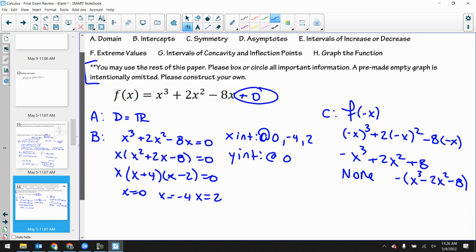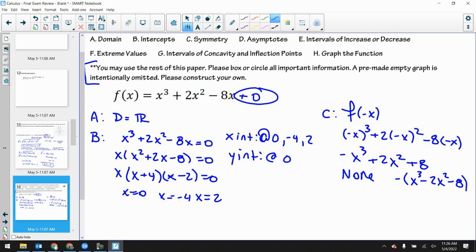And now we find the intervals of increase. Oh, sorry. D says find the asymptotes. Well, if it's a polynomial, are there any asymptotes? No. The only time that you would have asymptotes are special cases, like if it was a logarithmic function, you'd have a vertical asymptote. Rational functions are the most common ones with asymptotes. You'd have horizontal, vertical, or slant asymptotes. But for our purposes here, since this is a polynomial, there are none.